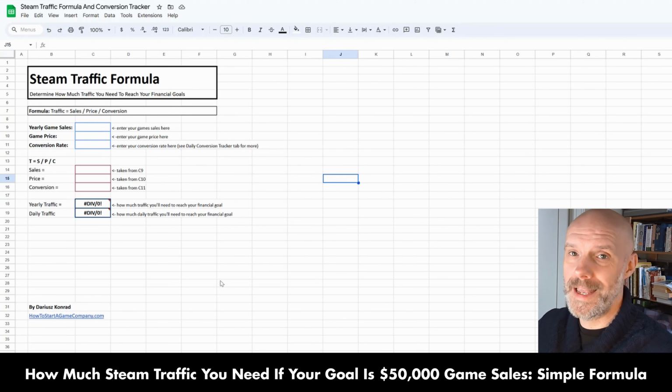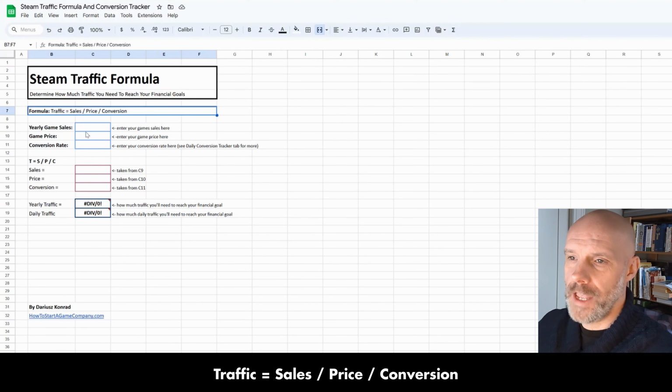Okay, here's the formula and here's how it works. If you look at the spreadsheet, the Steam traffic formula is traffic equals sales divided by price divided by conversion, right? Or in other words, T equals S divided by P divided by C. So let's go through the ingredients first, and then I'll show you how to plug in the numbers and find out how much traffic you need to reach your financial goals.